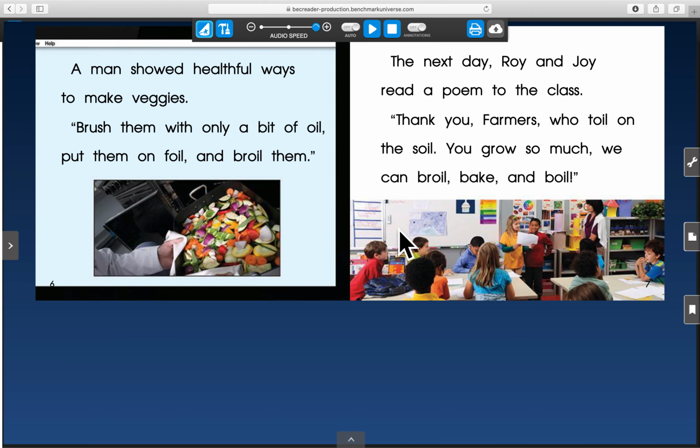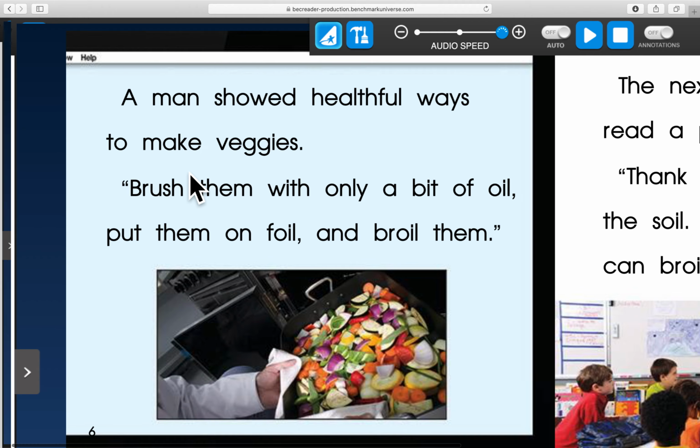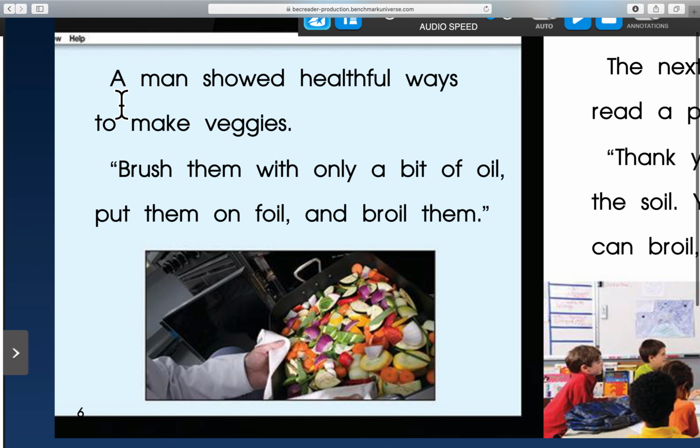Okay, take a look at the pictures. I'll leave both here so you can see both. Okay, you might notice that, oh, looks like they're preparing the food. And I think they're sharing what they learned. Maybe they wrote about it and now they're sharing it with the class. So let's read to see if that's true. Let me go to page 6. Ready and go. A man showed healthful ways to make veggies.